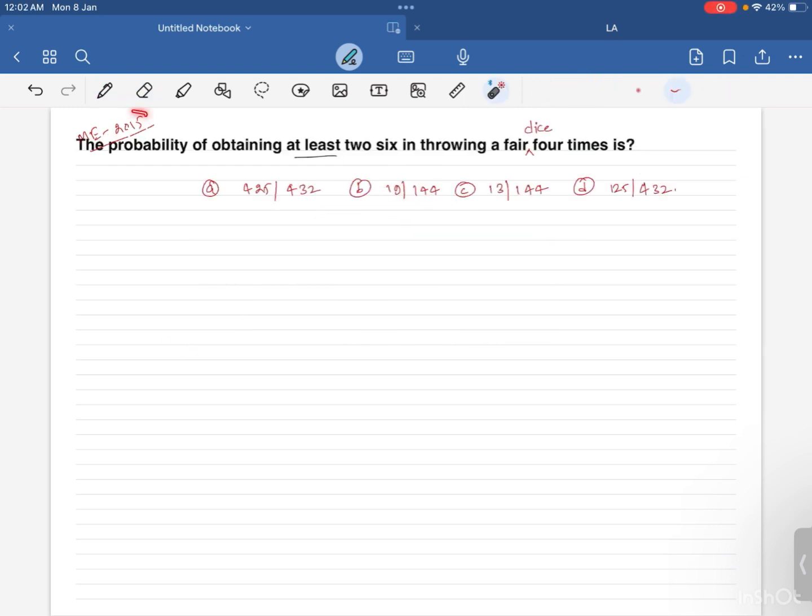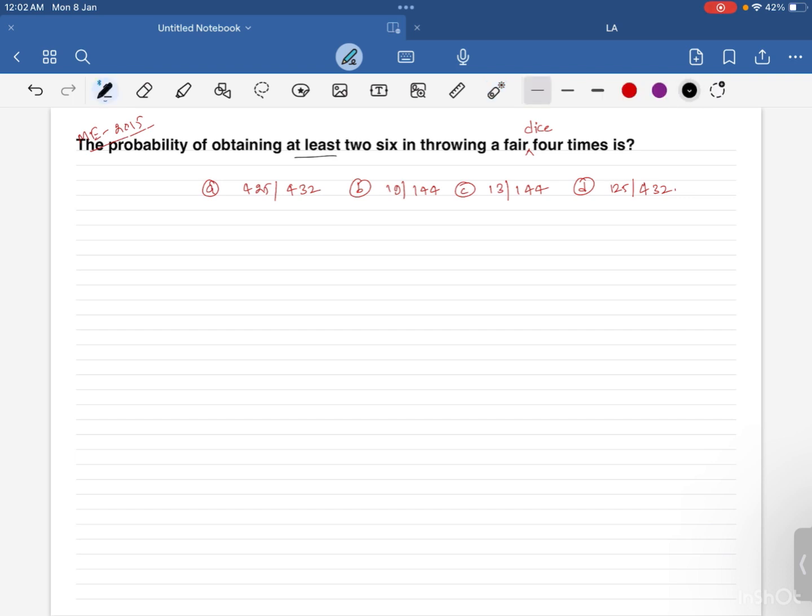This question is from ME. The probability of obtaining at least 2 sixes in throwing a fair dice 4 times. So what we are doing is throwing a dice 4 times, and we have been asked the probability of obtaining at least, कम से कम, 2 sixes तो आना ही चाहिए, ठीक है?